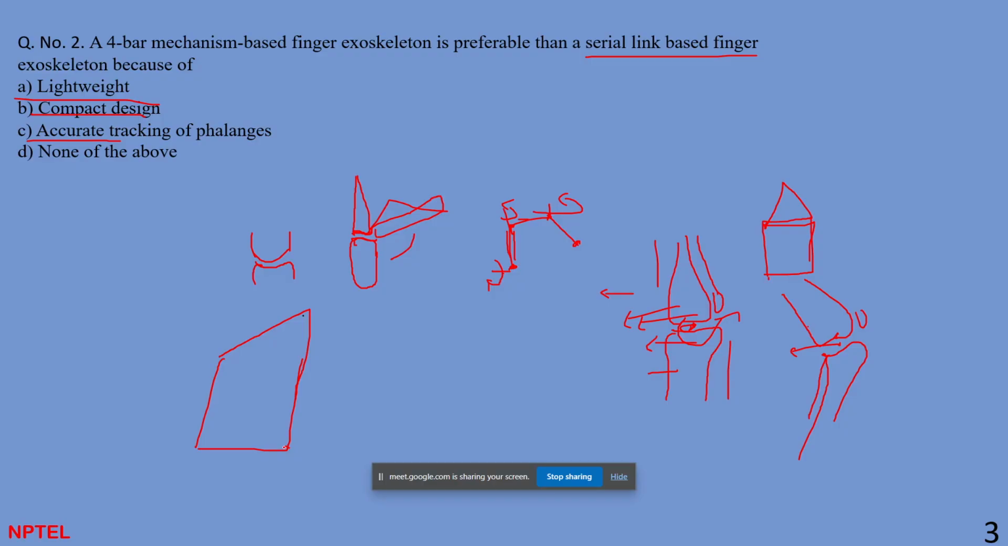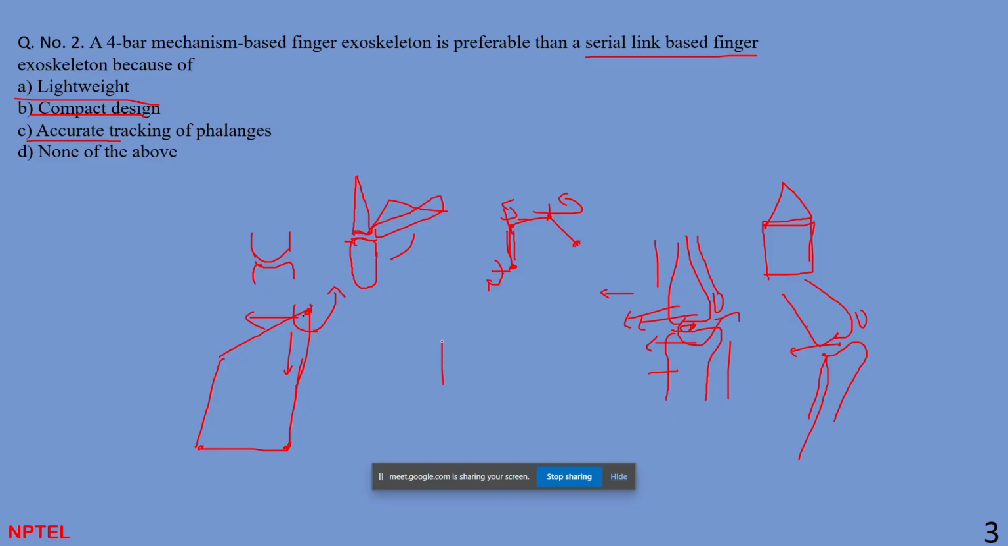Okay, so I think this is where your joint lies. You see, this is rotating, but it is also translating. So it can serve as a phalangeal joint, which is translating and also rotating. That is that. So that's why they have chosen this four-bar mechanism.